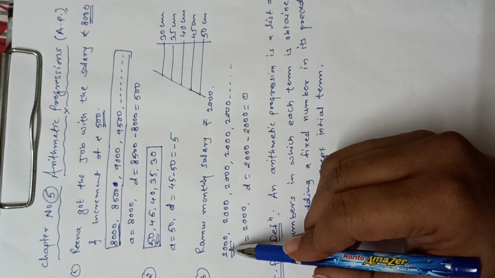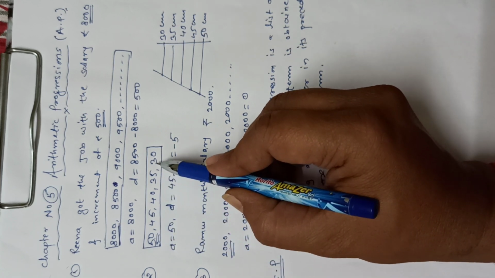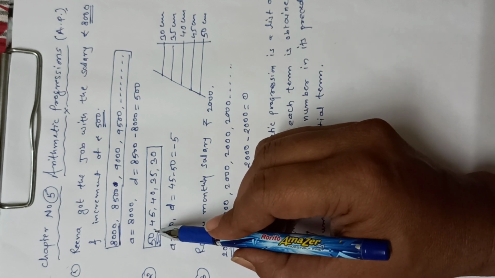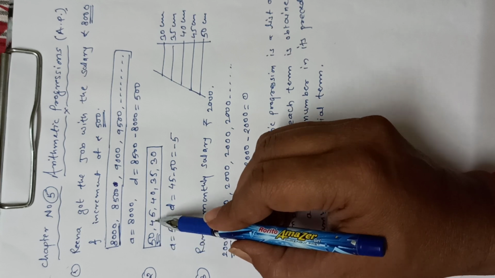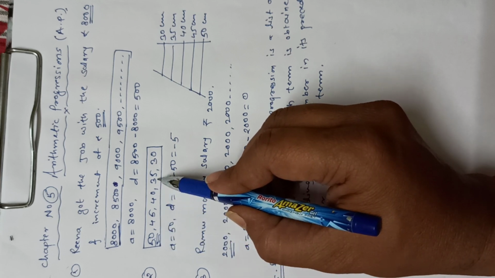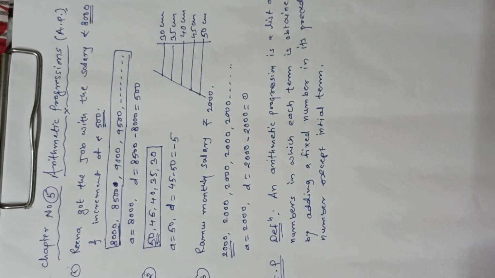Each of these numbers 2000, 2000, 2000, or here 50, 45, 40, 35, 30, each of these numbers is called a term of an AP. The first term of this AP is 50, second term is 45, third term is 40, fourth term is 35, fifth term is 30, and so on, like this. Okay, so what is the definition?